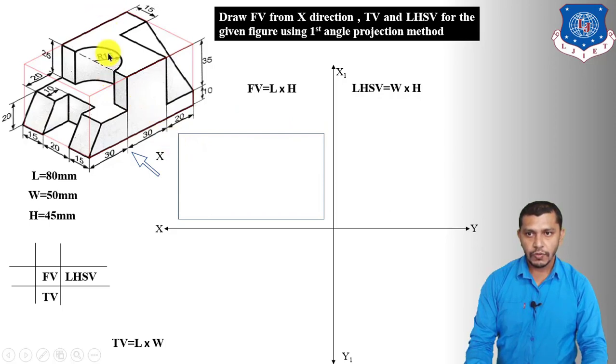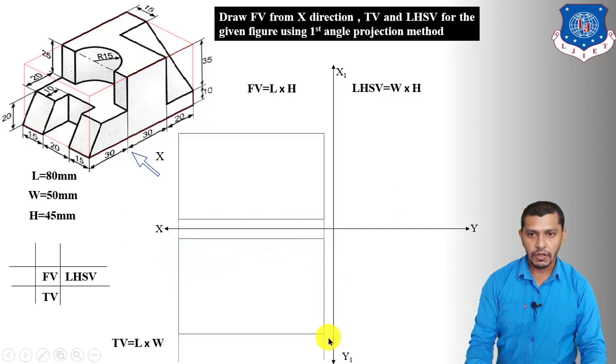Now we have to draw the top view of the cuboid. The top view of the cuboid will be a rectangle having length 80 mm and width 50 mm. First of all, project the length of the top view from the front view. This will be the length of the top view, and now we have to measure the width parallel to the X1 Y1 line and draw the top view as a rectangle having length 80 and width 50.